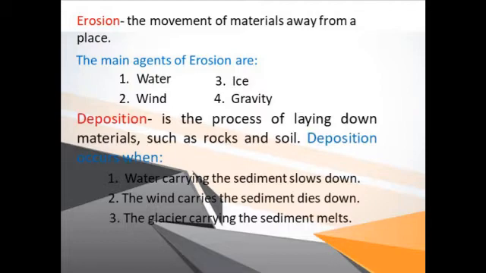Now, what is deposition? Deposition is the process of laying down materials such as rocks and soil. And deposition occurs when water carrying the sediment slows down, when the wind carrying the sediments dies down, and when the glacier carrying the sediment melts. So when these things are occurring, then deposition will be formed.